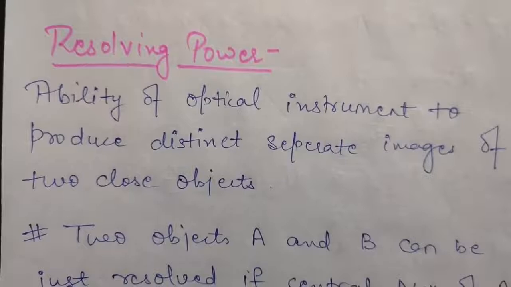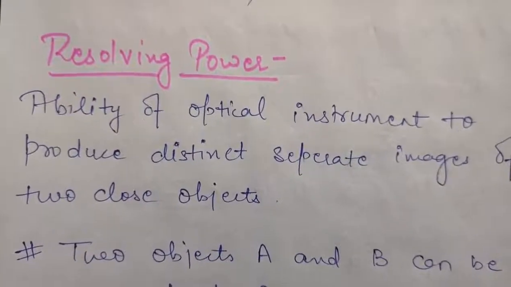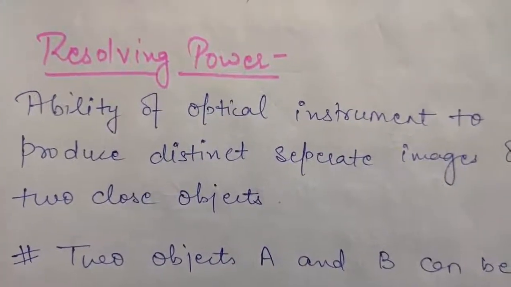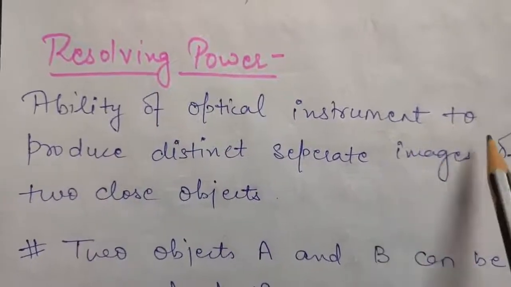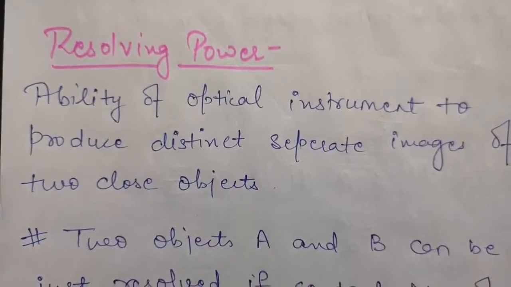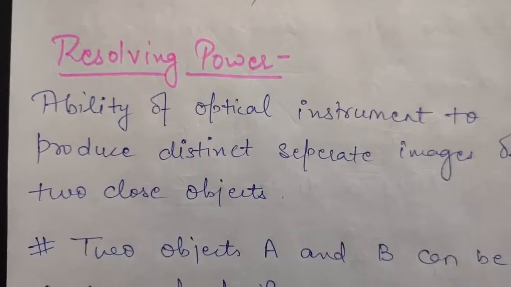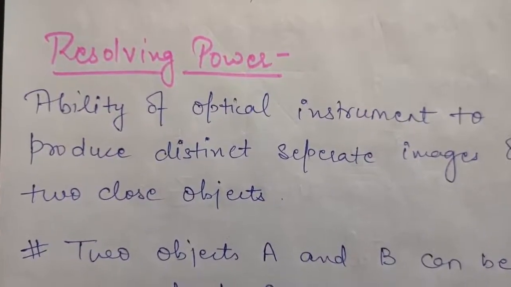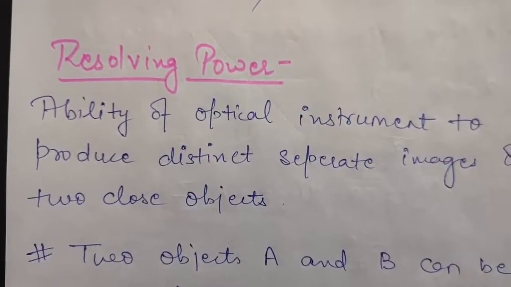So the next topic is resolving power. We will be discussing two things for optical instruments: first is resolving power, and second is limit of resolution. First of all, resolving power is the ability of an optical instrument to produce distinct separate images of two close objects. That is, if you have two objects A and B which are lying closely, then the ability of any optical instrument to produce separate images of them is called resolving power.